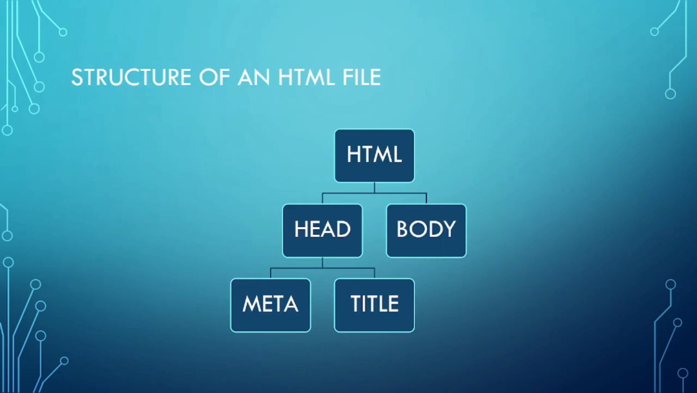Now the basic structure of HTML looks like this. So HTML will have two parts, head and body. And head will contain two parts, meta and title. Body will have a lot of elements that we are going to show in the upcoming videos. But in this video, we are going to talk about the head element.